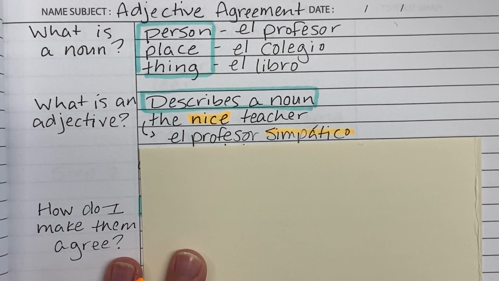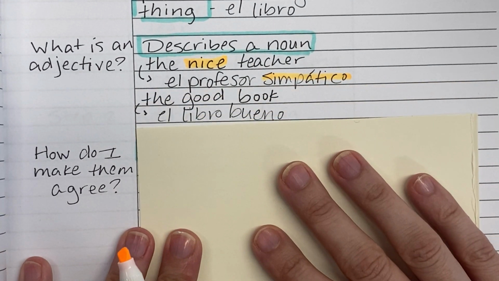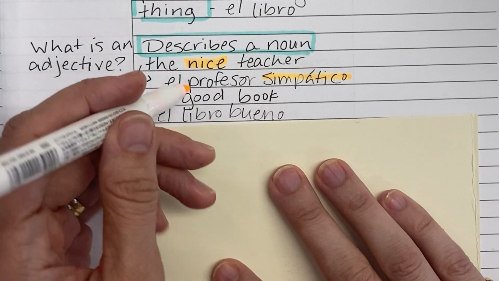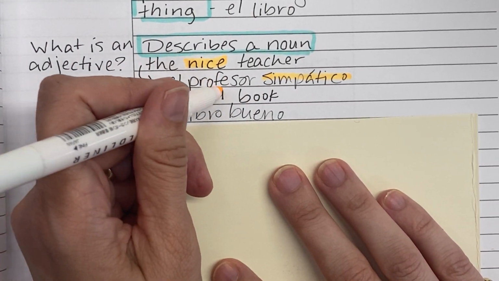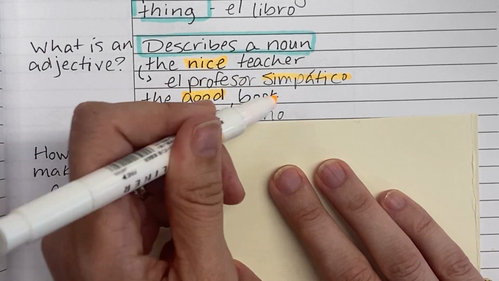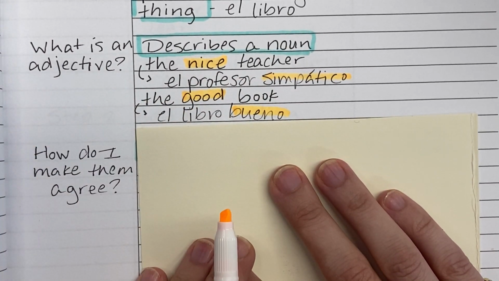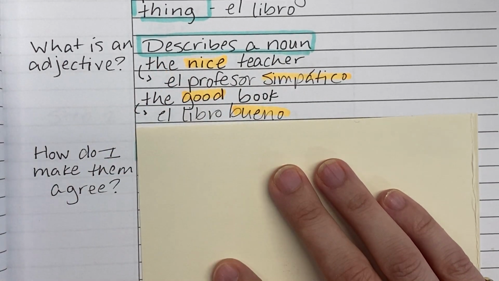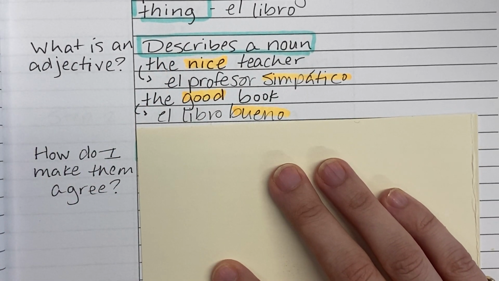Let's look at another example. In the phrase the good book, the noun is the book, and the adjective is describing the book, the word good. Or in Spanish, el libro bueno, el libro is the noun, bueno is the adjective. Okay? And again, notice it comes after the noun in Spanish, whereas in English, in front of the noun.